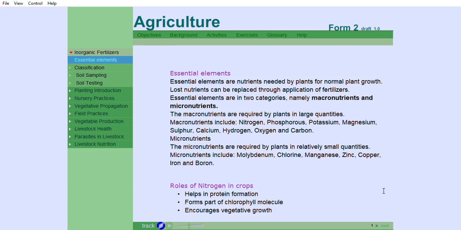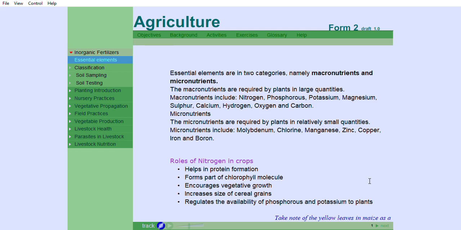Macronutrients. The macronutrients are required by plants in large quantities. Macronutrients include nitrogen, phosphorus, potassium, magnesium, sulfur, calcium, hydrogen, oxygen, and carbon. Micronutrients. The micronutrients are required by plants in relatively small quantities. Micronutrients include molybdenum, chlorine, manganese, zinc, copper, iron, and boron.